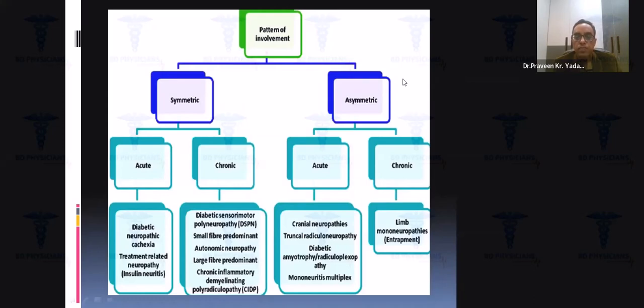which is an immune mediated neuropathy. Asymmetric, again, you divide as acute and chronic. Acute is the classical amyotrophy, which I mentioned, and also the cranial neuropathies, the truncal neuropathy, and mononeuritis multiplex. Or it can be chronic, like the entrapment neuropathies, which are again asymmetric. So these are the various ways you can classify diabetic neuropathy depending upon the pattern, the symmetry, and whether it's a diffuse or focal involvement, etc.